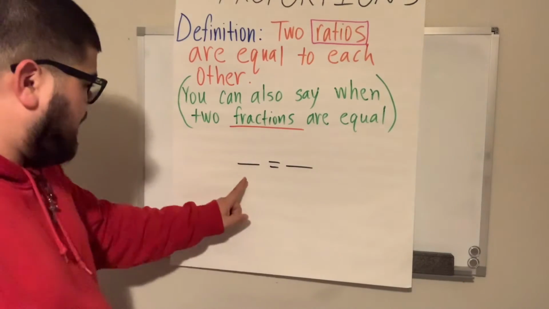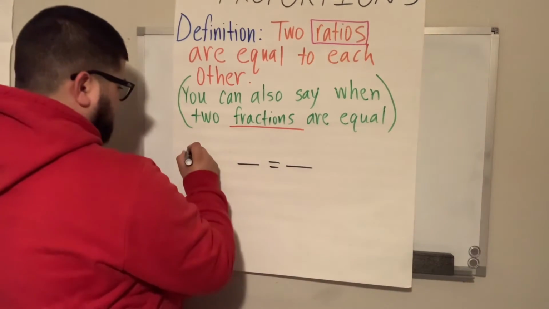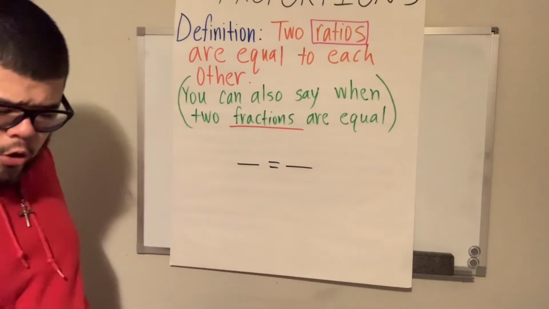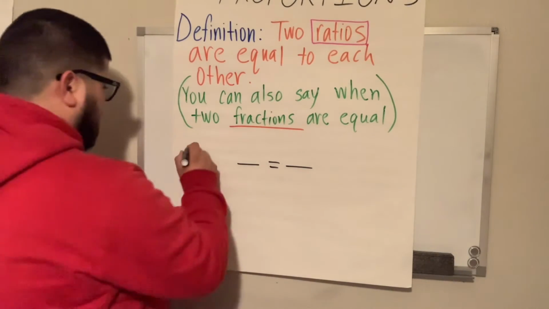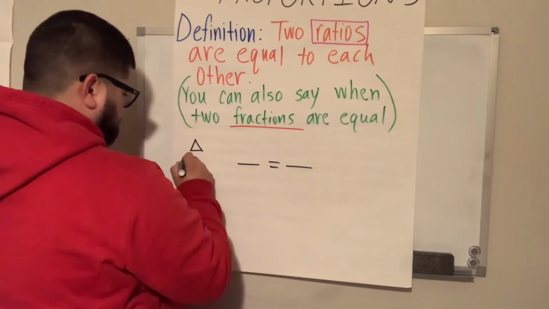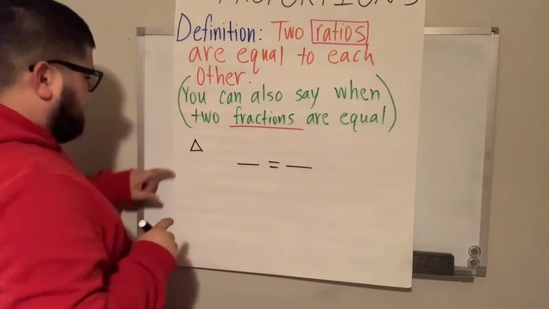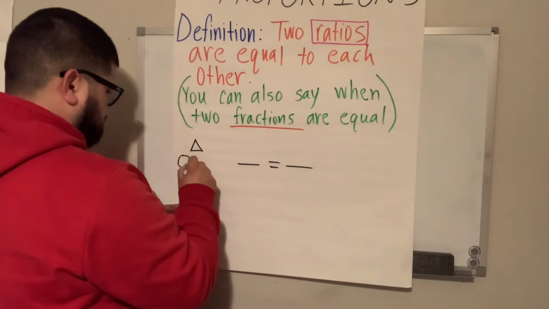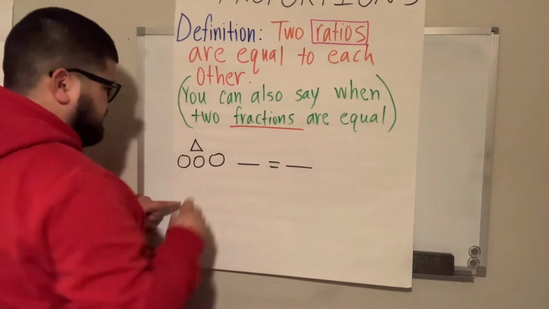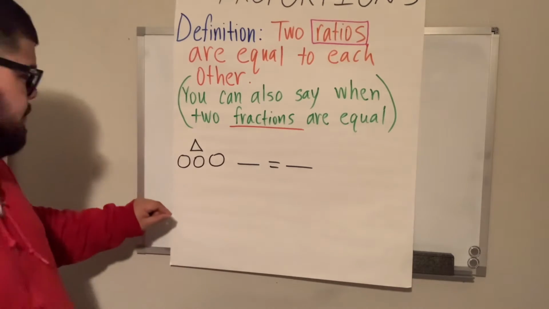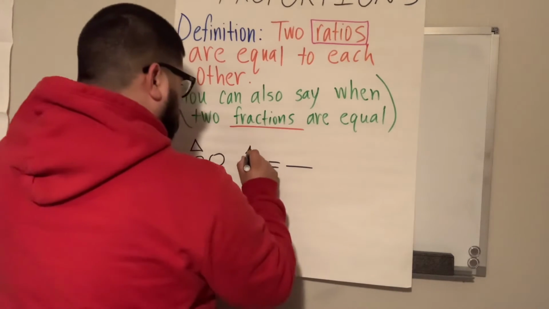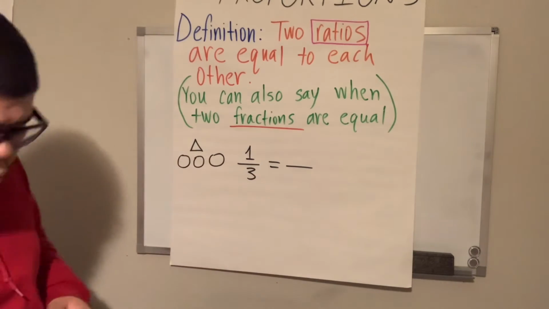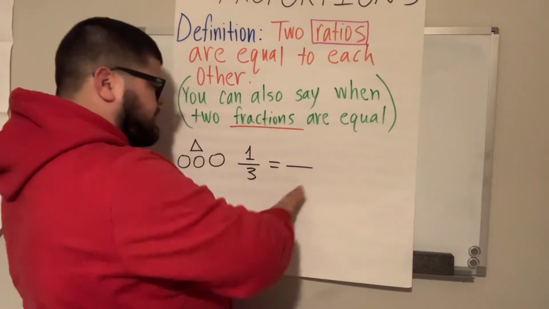And on the left side, we're going to have the ratio of triangles to circles. We're going to say one triangle, three circles. Okay, this is our ratio over here. So we got one triangle to three circles. Now we're gonna scale this up, right?